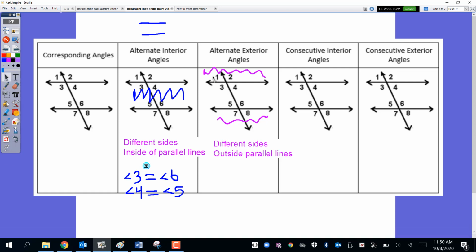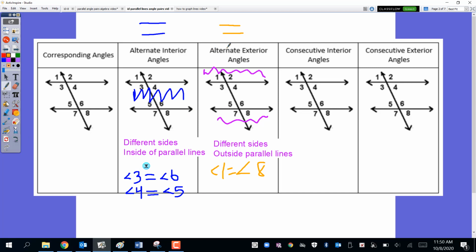So one of them, let's pick angle 1. Angle 1, here we go. Alternate means it's on the left, so it's got to be on the right side, in the other group on the outside. That's going to be angle 8. I know that the relationship between alternate exterior angles is that they're equal. So I'm going to put that angle 1 and 8 are equal.